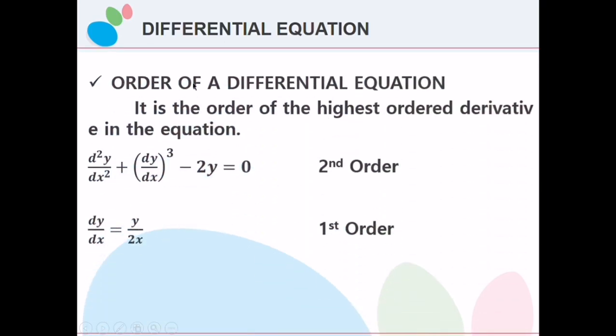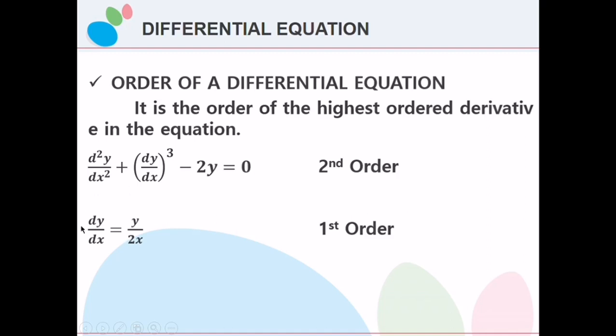First is the order of the differential equation. To identify the order of a differential equation, take note that it is the order of the highest ordered derivative in the equation. For example, we have a differential equation here: d squared y over dx squared plus the cube of dy over dx minus 2y equals 0.